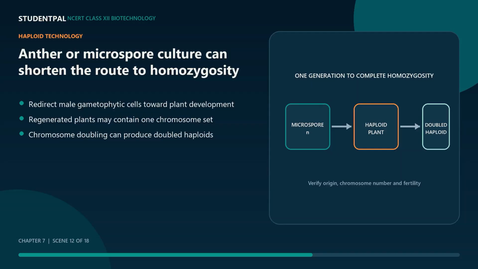Anther culture or isolated microspore culture can redirect immature male gametophytic cells from pollen development toward embryos or shoots. Because the starting cell is haploid, regenerated plants may carry one chromosome set. Haploids expose recessive alleles directly but are often weak or sterile. Chromosome doubling can create a doubled haploid with two identical chromosome sets, producing complete homozygosity in a single generation rather than after repeated selfing. This greatly accelerates breeding and genetic analysis.